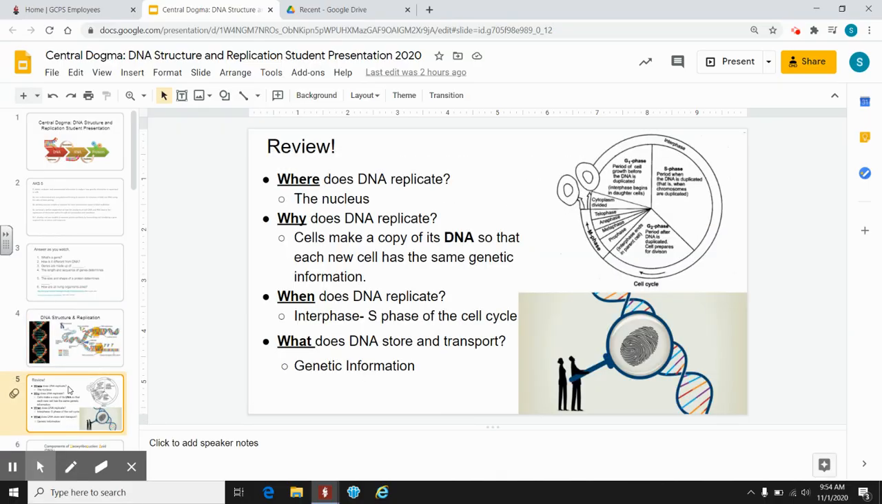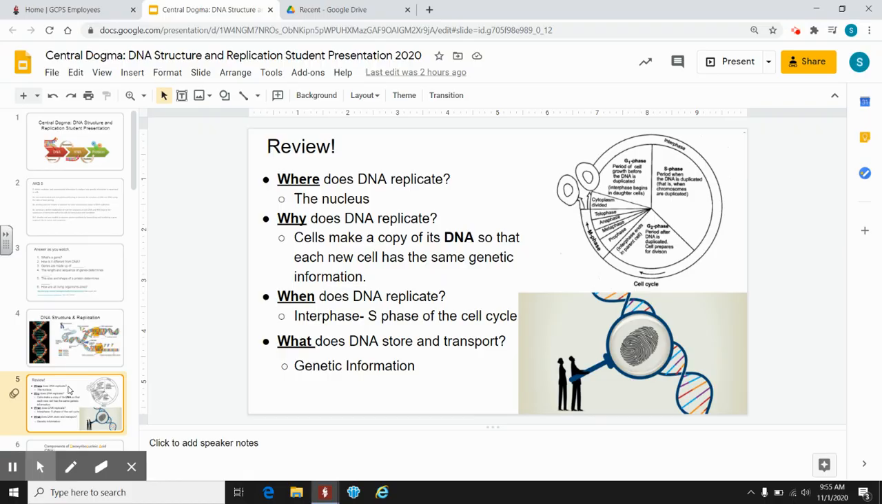So this is a little bit of a review. This kind of ties together certain other units that we've done. This is about replication: the where, why, when, and what process. So remember that replication occurs in the nucleus. And from our cell structure and function unit, we know that the nucleus is the control center of the cell, and that DNA is like a blueprint for everything that happens in the cell.